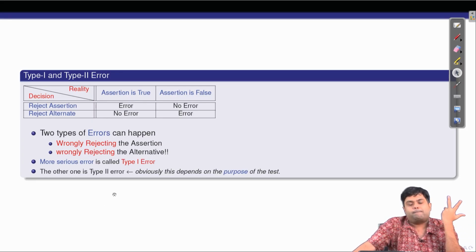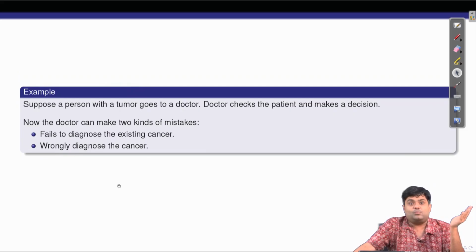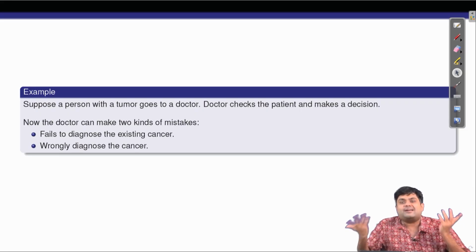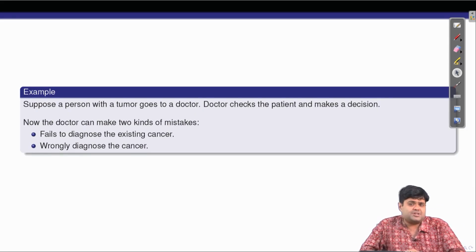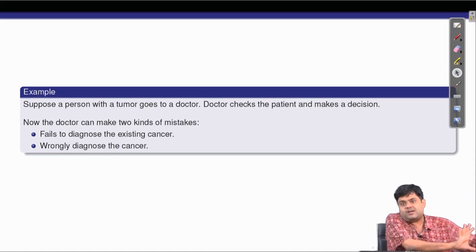So the point is that what will be the conventional wisdom and what will be your assertion depends on what you are trying to protect more. And the next example, which is a bit morbid, will make it clear that it's not really a matter of taking a risk, a no risk no gain kind of situation, like if you want to do better in life, you have to take risk. But hypothesis testing is not really trying to model that kind of situation.